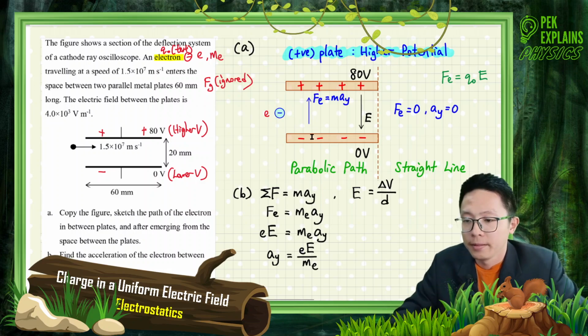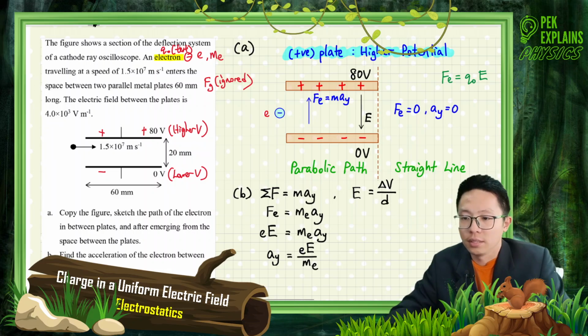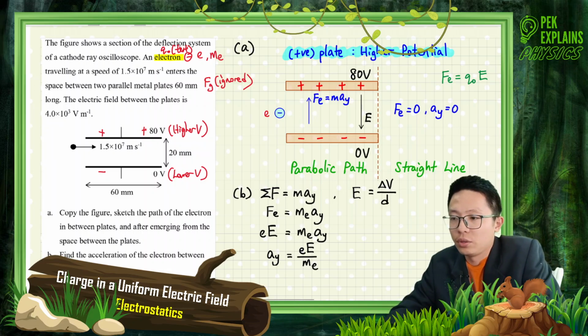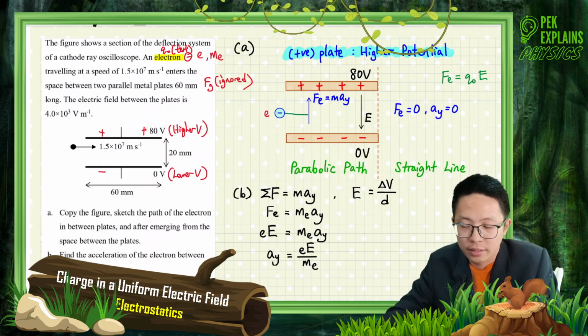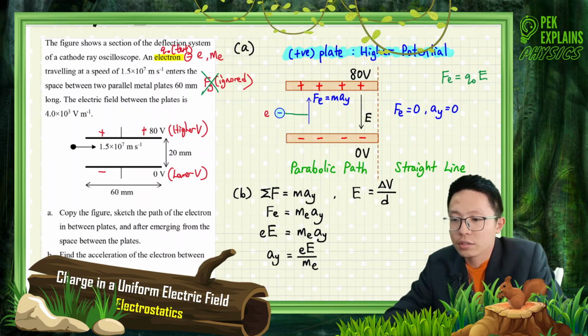Okay. So what happened in between the plate? The electron will be attracted to the positive plate. So let us sketch. Yeah, so it will go this way. It will not move straight, because there's no gravitational force. There's only electric force. So it will be attracted.